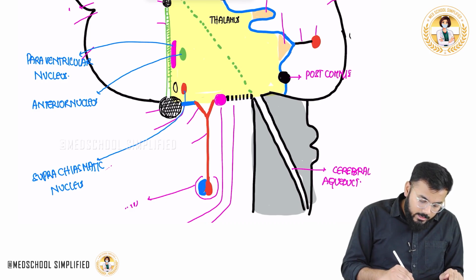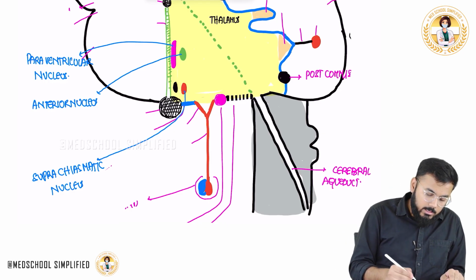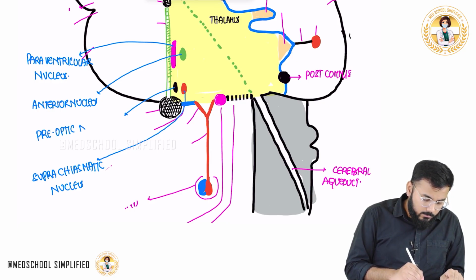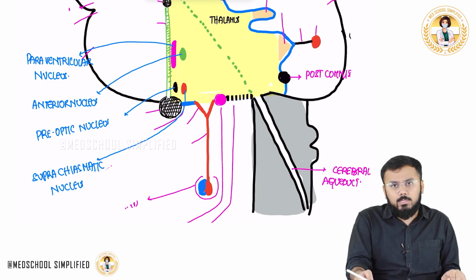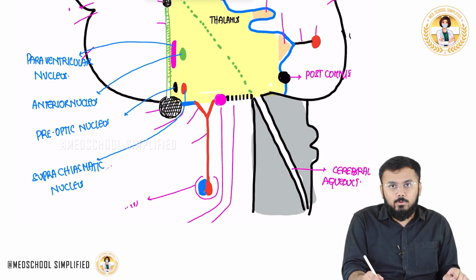Just in front of that, you have got another nucleus here. So what is this nucleus called? This is called the preoptic nucleus. So one you have is the paraventricular nucleus. Next you have got the anterior nucleus. Next you have got the preoptic nucleus, and then the suprachiasmatic nucleus.